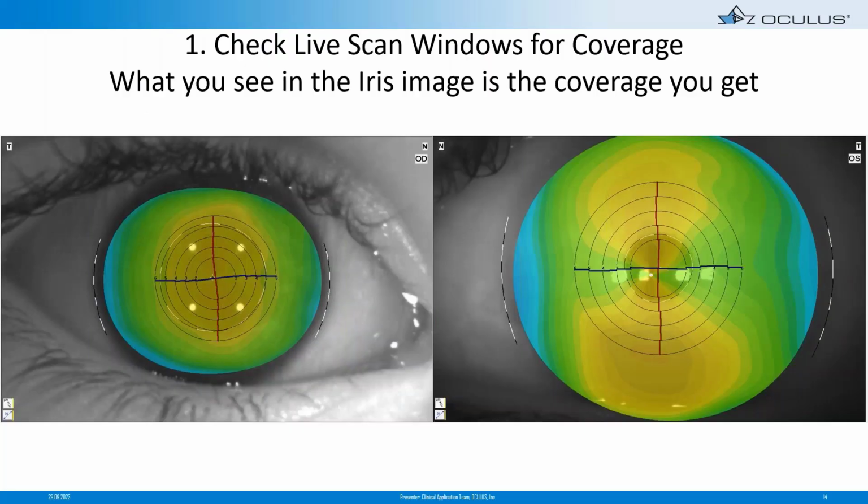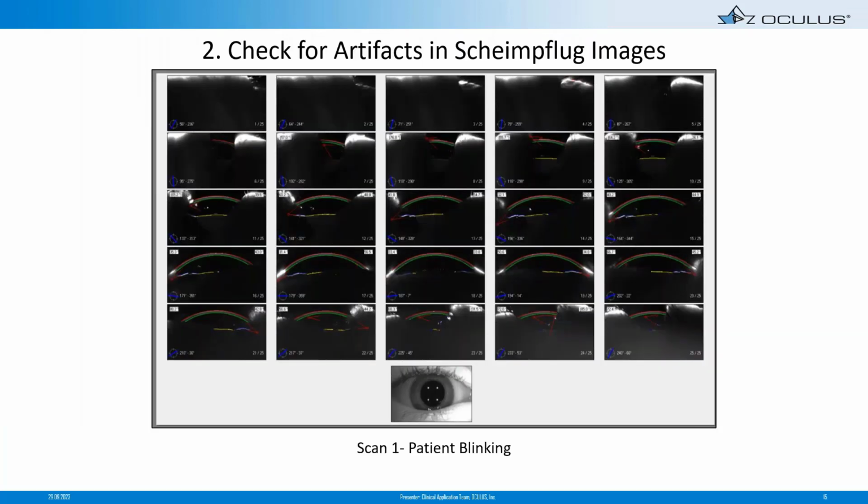Once again, check your live scan windows for coverage. What you see is what you get during that capture. So I'm going to make sure before I'm in that final position, I'm going to have the patient blink, open their eyes as wide as they can, so I get as much corneal coverage as I can. I'm going to check artifacts in the Scheimpflug images.